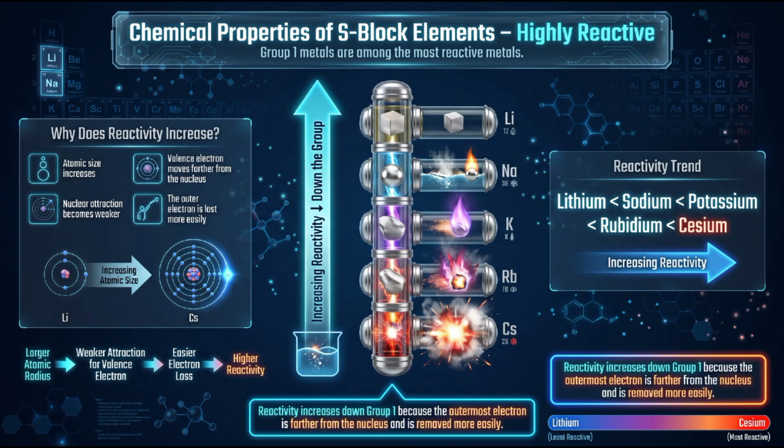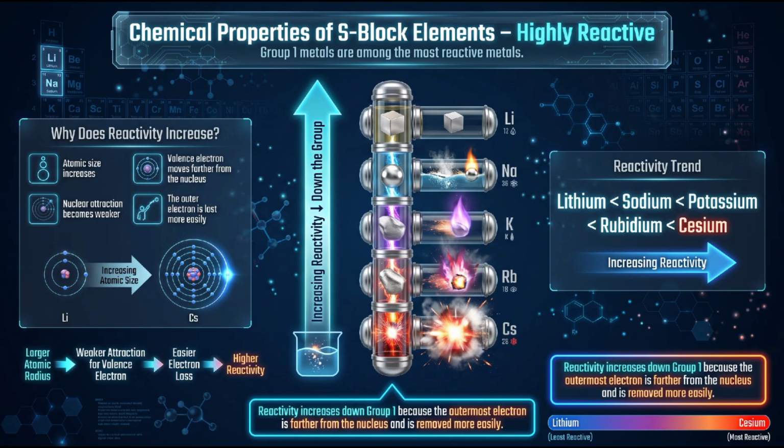Sodium reacts more vigorously. Potassium reacts with greater intensity and produces a characteristic lilac-colored flame. Rubidium reacts even more violently, and cesium reacts explosively. The increasing intensity of these reactions reflects the increasing ease with which the outermost electron is lost. The increasing reactivity can be observed clearly when these metals react with water.